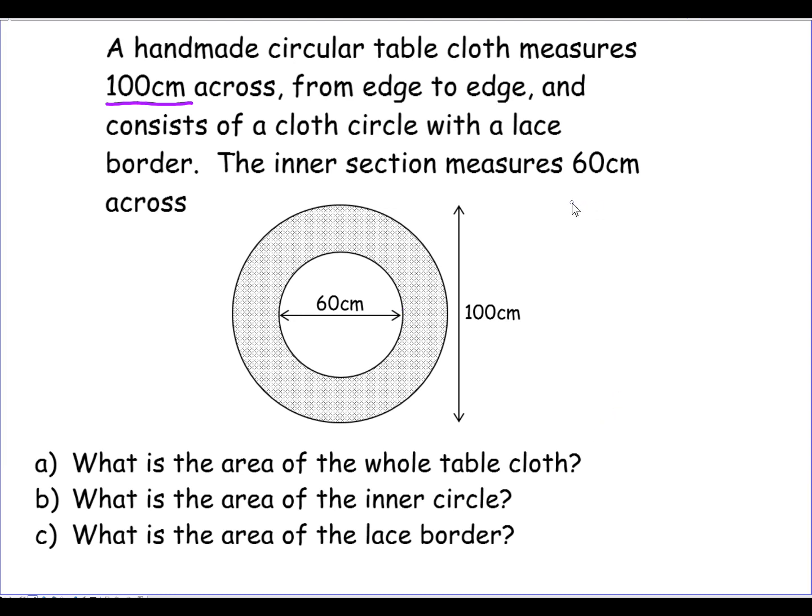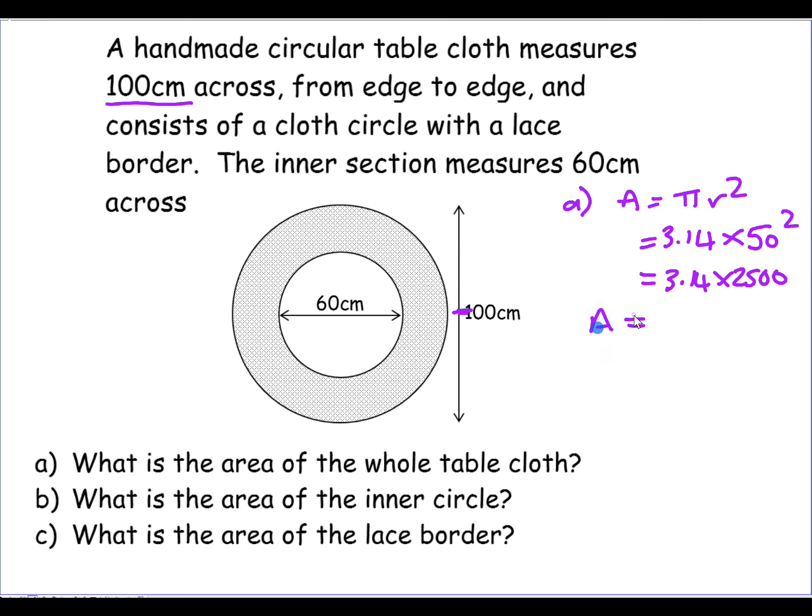So let's do A first. So to do A, our area is equal to pi r squared. So pi is 3.14, and the radius of our tablecloth is half this diameter, so it's 50 squared. So it becomes 3.14 times 2,500. Put that in your calculator if you want to, and you get 7,850 centimeters squared.